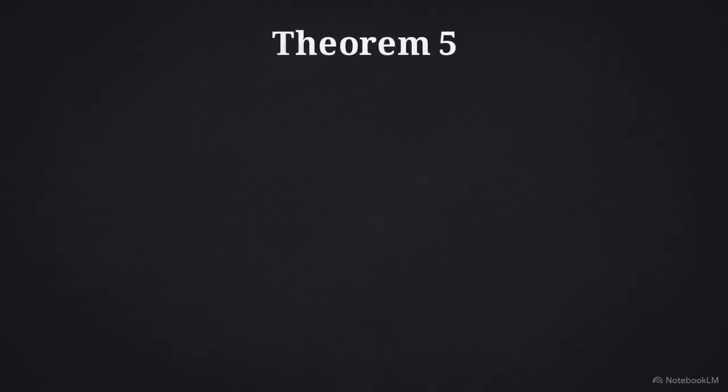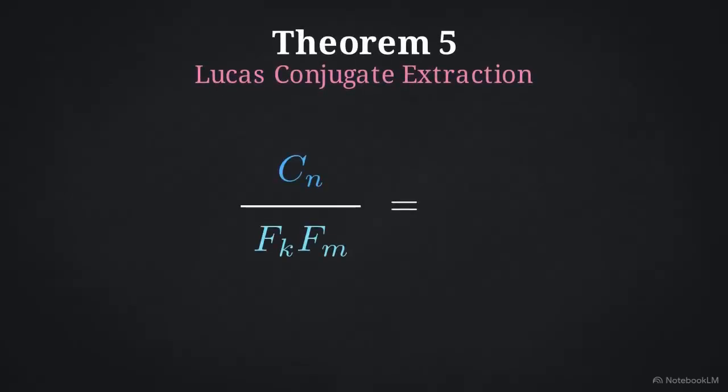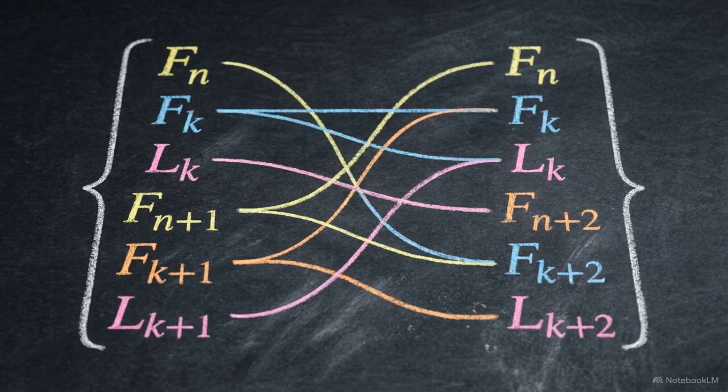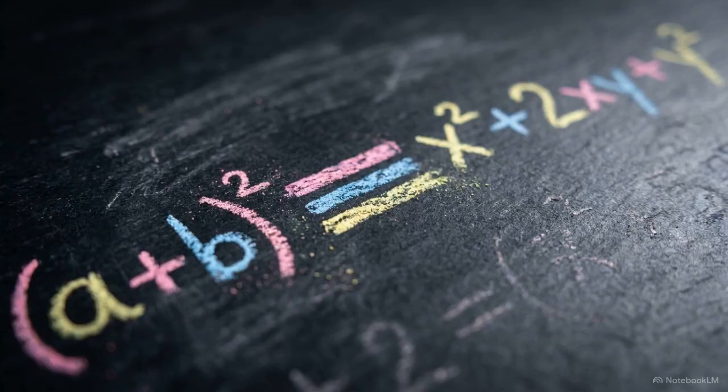This leads to Theorem 5, the Lucas conjugate extraction, which relates contiguous area identities to Lucas numbers. These identities demonstrate how Fibonacci and Lucas sequences remain structurally coupled within these algebraic operations. These derivations are exact algebraic identities, requiring no approximation or rounding.